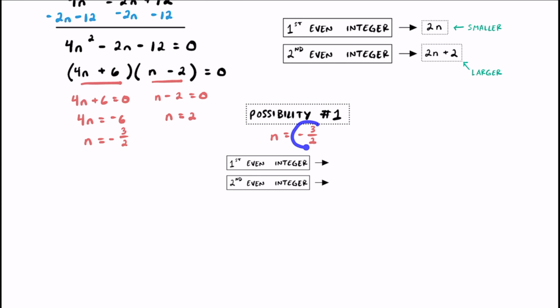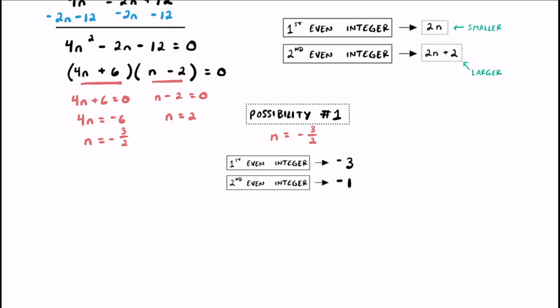So taking this negative 3 over 2 and substituting into this first expression, 2 times negative 3 over 2 is just going to equal negative 3. So that's going to be that first even integer based on what we just got there. And then if we take this negative 3 over 2 and substitute it into this expression, 2 times negative 3 over 2 is just going to be negative 3. Negative 3 plus 2 is going to equal negative 1. So these would be the two numbers that we would get here.